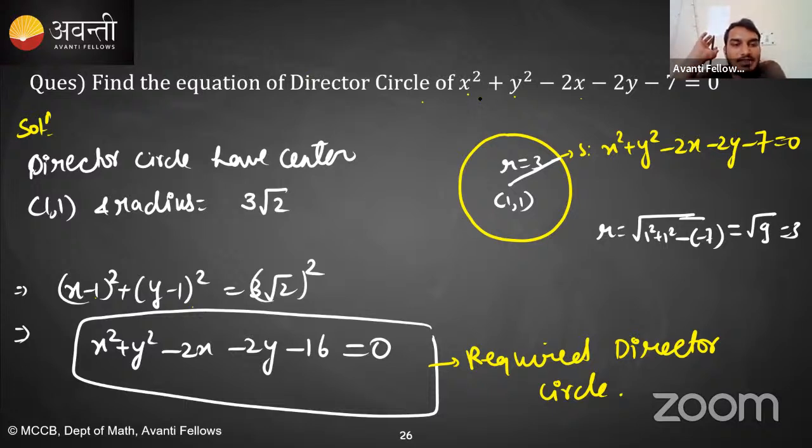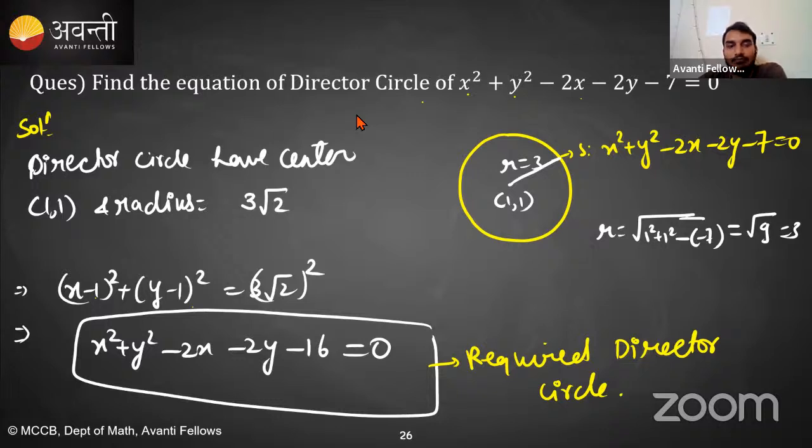Everyone, tell me quickly in the chat box. Is this clear? How many of you understood this question? Students, tell me quickly. Is this clear or not? Clear? Everyone? Okay, very good, JNV Chitra Durga. Very good.